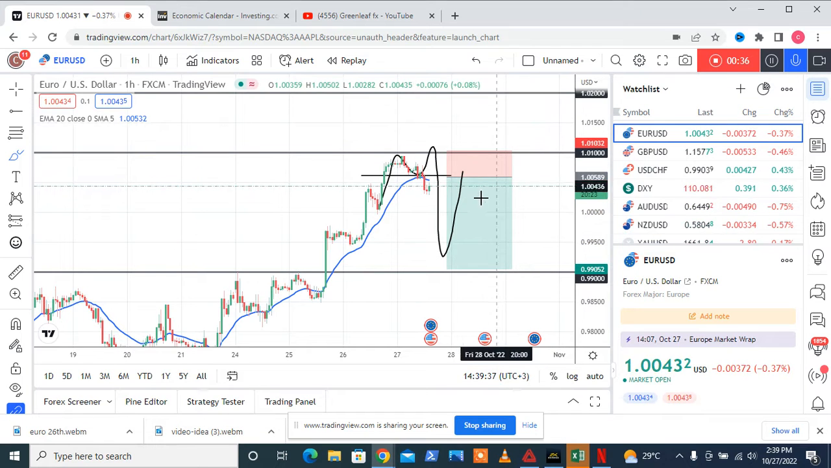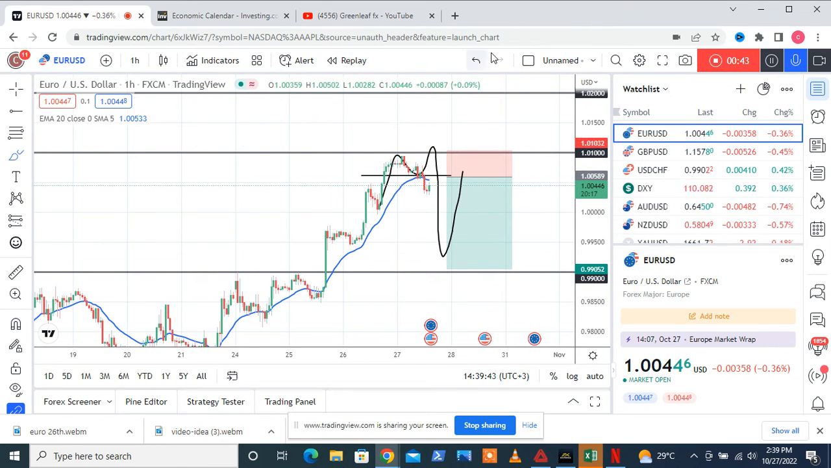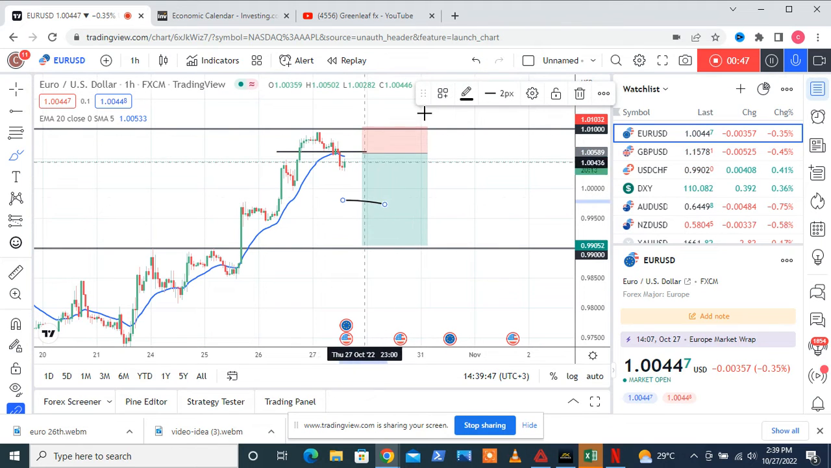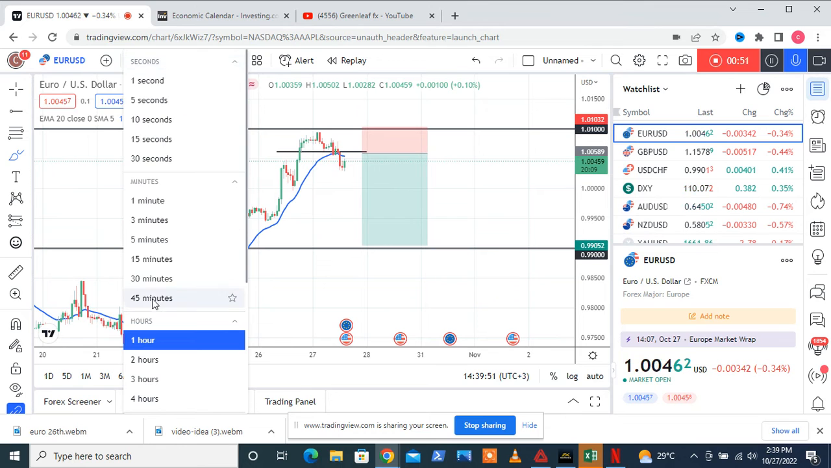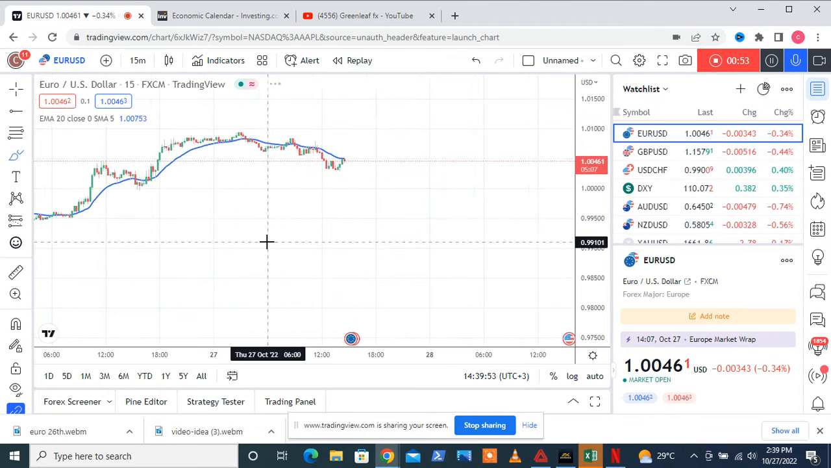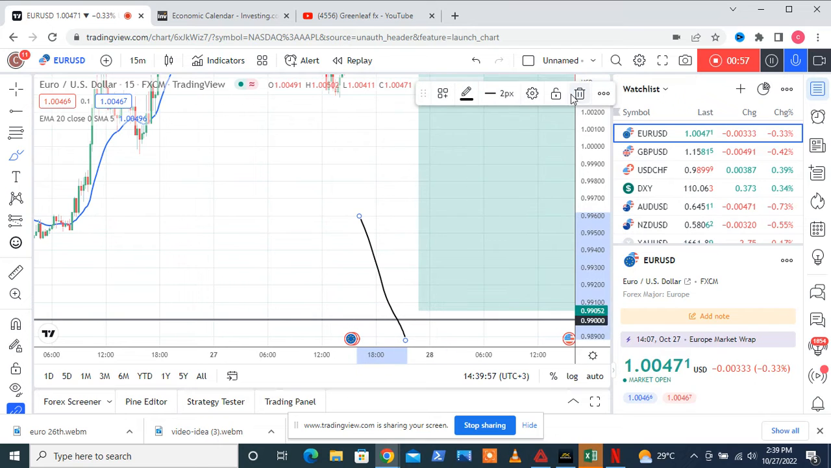So now the market has not printed a double top, but it has printed something else. So remember, if, for example, we go on 15 minutes so that at least you see what I'm saying. So let me put it like this, sorry.